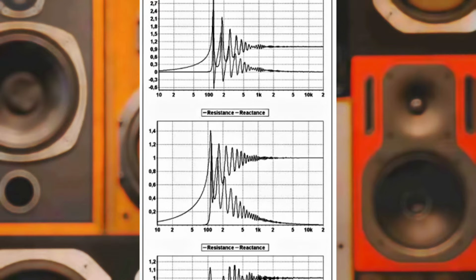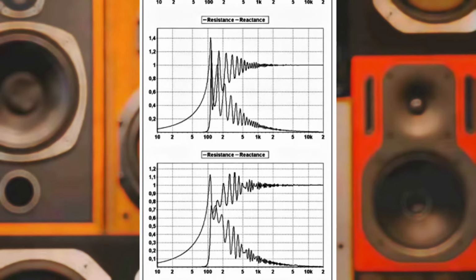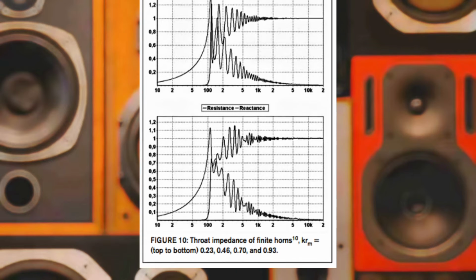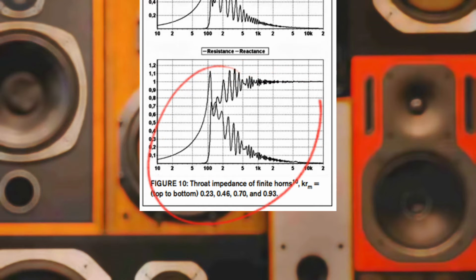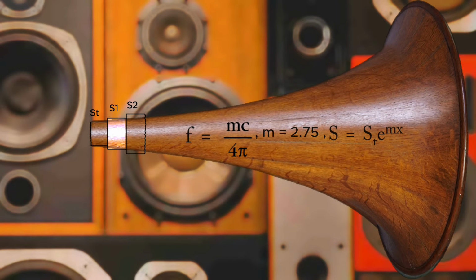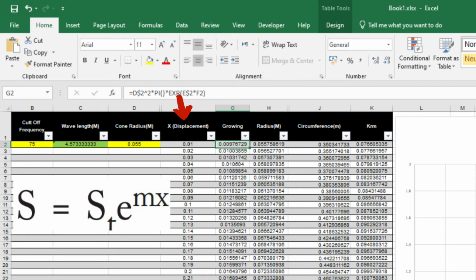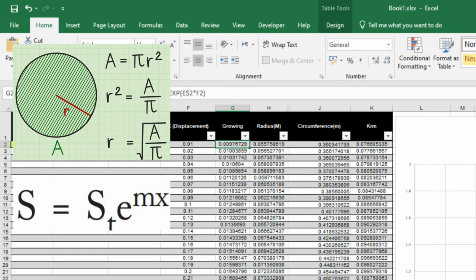In these graphs, the KRM changes between 0.23 and 0.93, and the closer value to 1, which is 0.93 here, smooths the graph effectively. So this is one of the keys to getting a good horn. In the Excel file, the growing column illustrates S in every step. X column is displacement. With a very simple formula, you can obtain the circumference and the radius in every step.